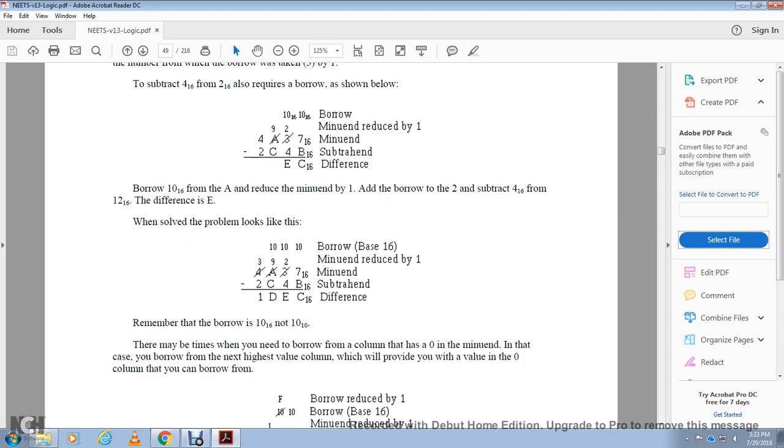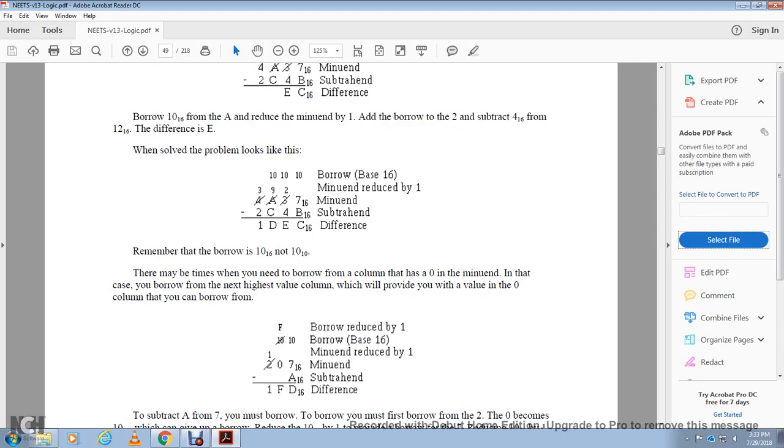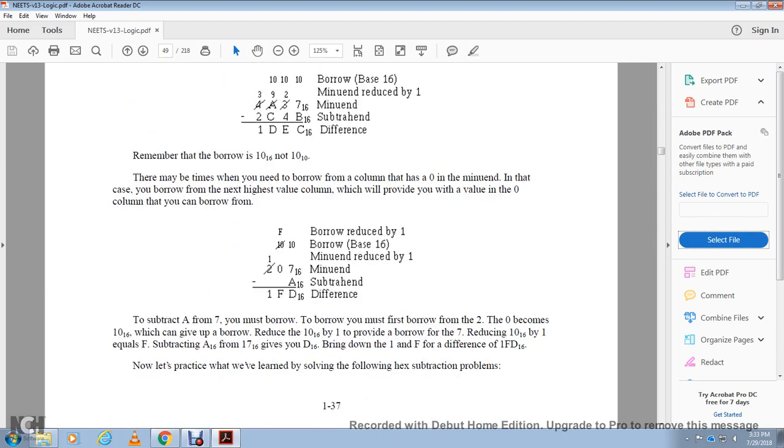In that case, you borrow from the next highest value, which will provide the value of the 0 column from the borrowing. All right, to subtract A from 7, you must borrow from the 2. 0 becomes 10 base 16, which is given by the borrow, reducing 10 base 16 by 1 equals F, subtracting A base 16 from 17 base 16 gives you D base 16, bringing down 1 and F, the difference of 1FD base 16.